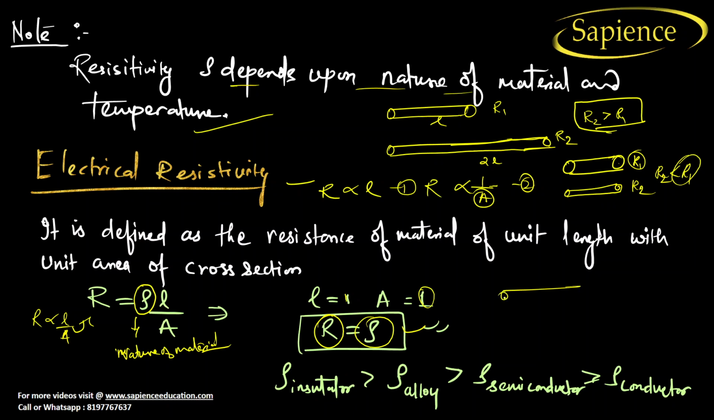For example, there is a copper wire. It has a length of about 1 meter and the area of the cross section is 1 meter square, and this is a copper wire. So if you apply a current, what will happen? If you apply a current, you will get some resistance. So this amount of resistance is equal to its resistivity.